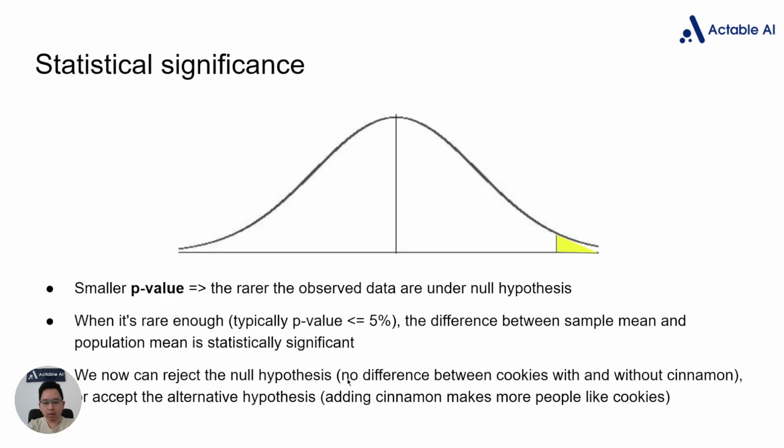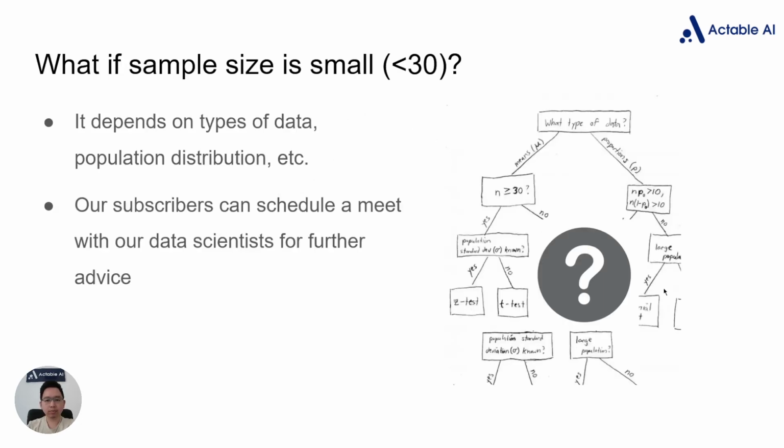And then we can accept the alternative hypothesis, which is like adding cinnamon makes more people like cookies. But that is statistical significance. So basically, that's simple. That is the case when the data size is larger than 30.